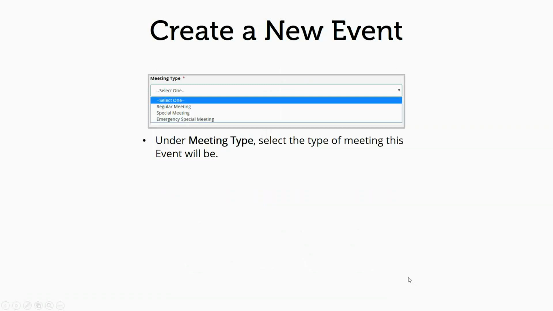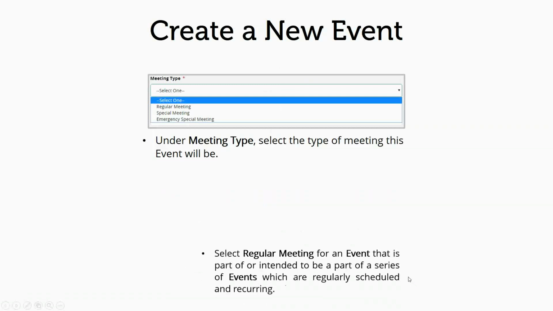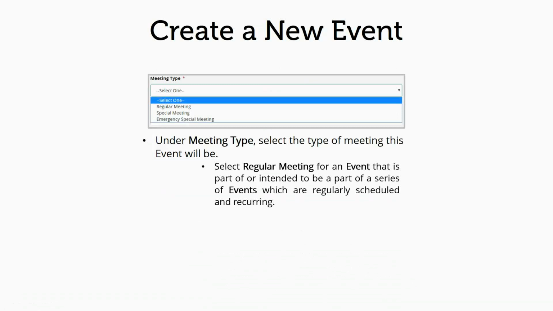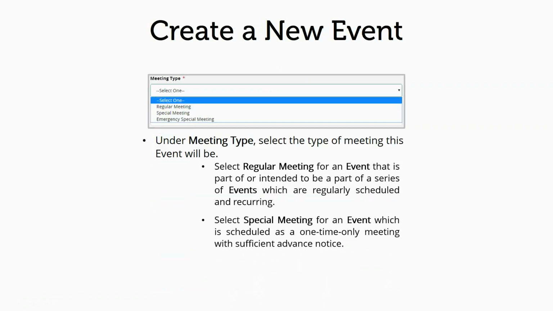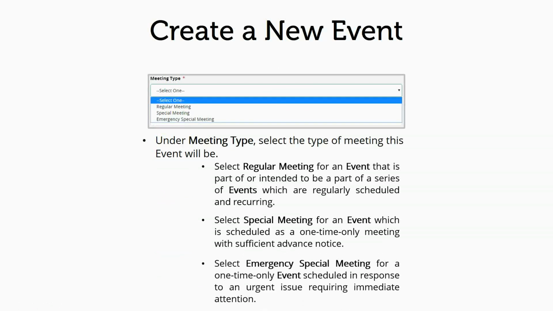Under Meeting Type, select the type of meeting this event will be. Select Regular Meeting for an event that is part of or intended to be part of a series of events which are regularly scheduled and recurring. Select Special Meeting for an event which is scheduled as a one-time only meeting with sufficient advance notice. Select Emergency Special Meeting for a one-time only event scheduled in response to an urgent issue requiring immediate attention.